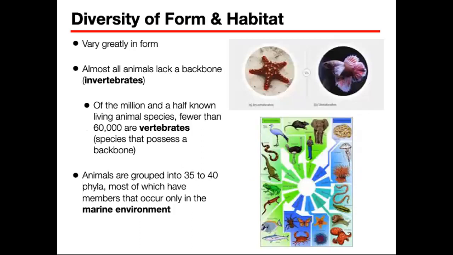In terms of diversity of form and habitat, animal forms vary greatly also, no? You have here an invertebrate like a starfish, and a fighting fish. We have these vertebrate organisms. Okay? So that's how we classify, no? And there are more invertebrate than vertebrate organisms. Okay? And most animals are known to be members of the marine environment. Okay? But of course, there are organisms that are known to dominate animal life on land. Okay?